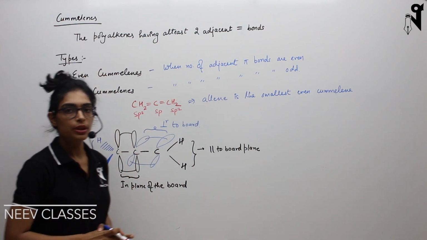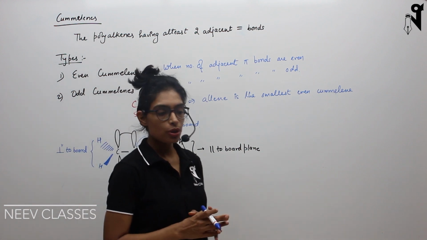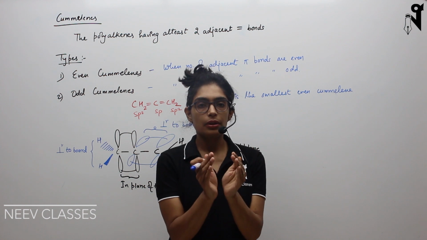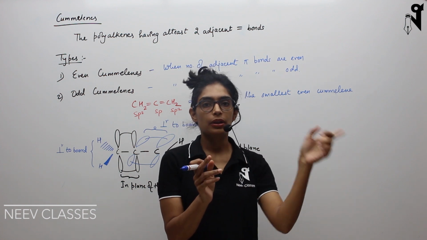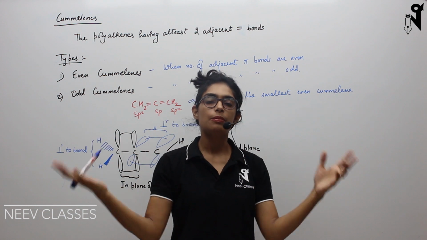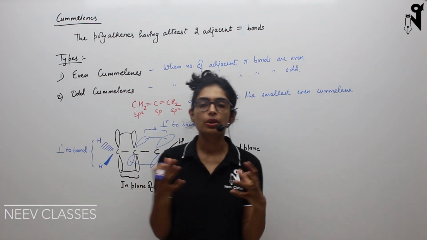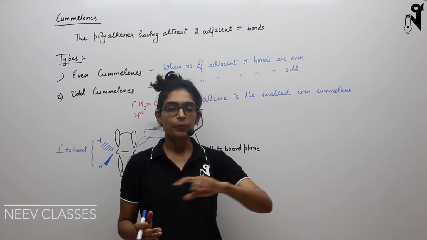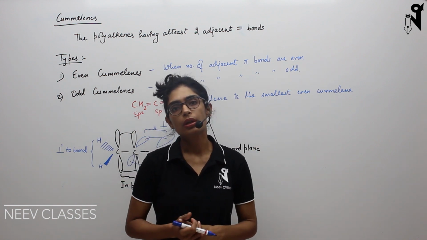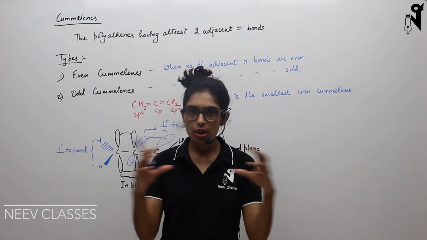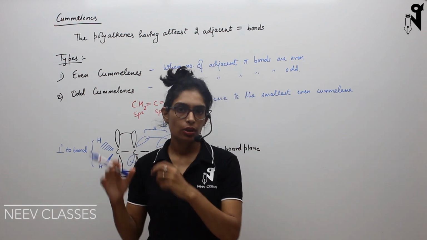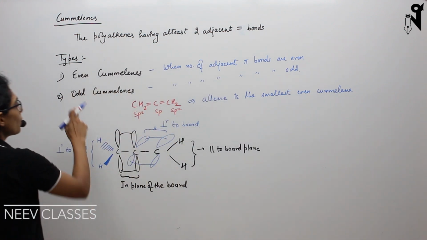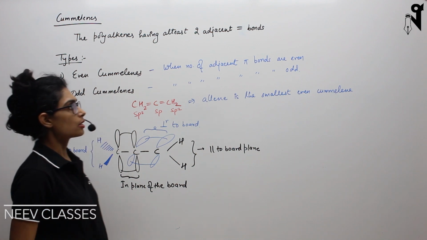What exactly are cumulenes? Cumulenes are polyalkenes in which you have consecutive double bonds. Consecutive means the carbon is making a double bond with both of its neighboring carbons. So if you have double bond, double bond, double bond, in series, consecutive double bonds, that is called cumulenes. In a chain you can have 2 pi bonds, 3 pi bonds, or 4 pi bonds, and depending upon that we divide cumulenes into 2 categories: even cumulenes and odd cumulenes.